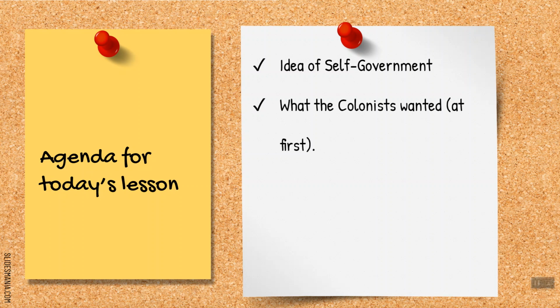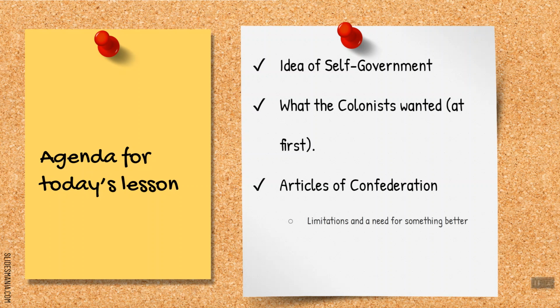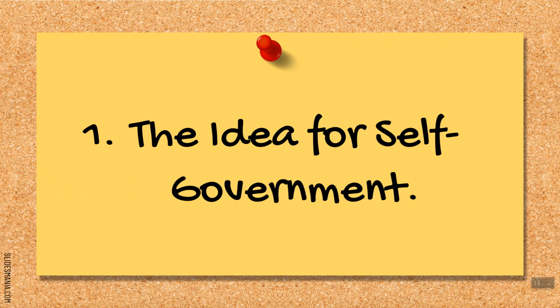We're going to talk about what the colonists wanted at first. The Articles of Confederation. It's a very important document to remember. And also its limitations, meaning things that made it not very successful. Limitations meaning it didn't work. And we're also going to talk about their need for something better. And then we're going to talk about the Constitutional Convention. So we are covering a lot today.